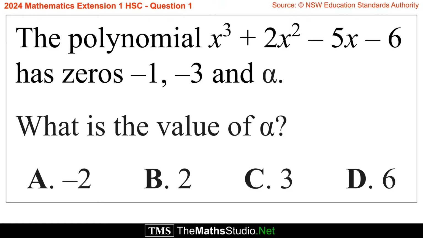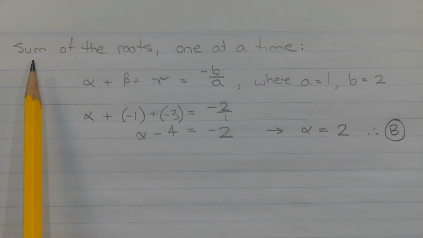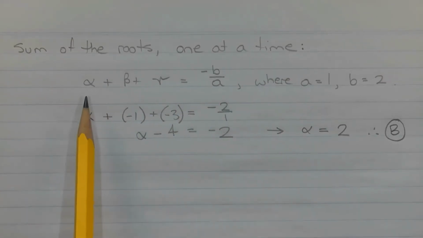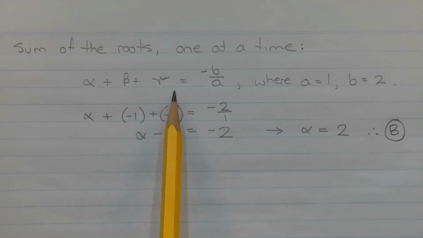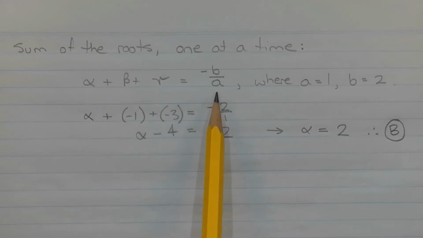Question 1. The polynomial x cubed plus 2x squared minus 5x minus 6 has zeros -1, -3 and alpha. What is the value of alpha? Consider the sum of the roots one at a time. That is, alpha plus beta plus gamma is equal to -b over a, where a is the leading coefficient, that is the coefficient of the x cubed term.